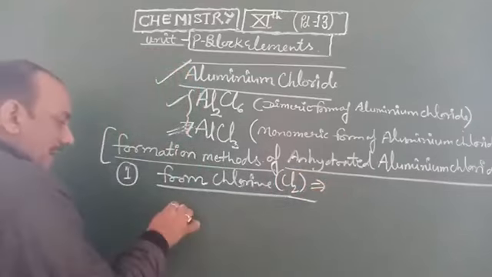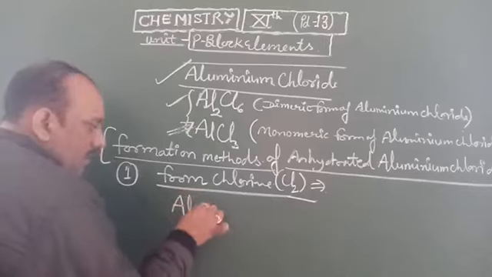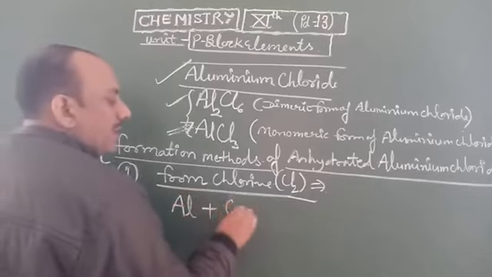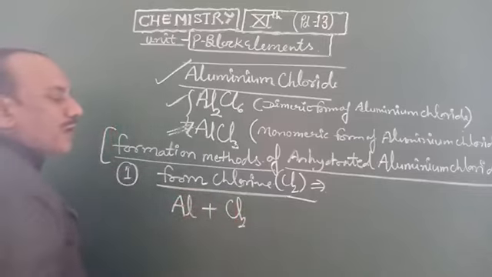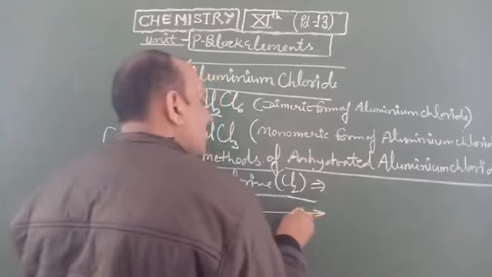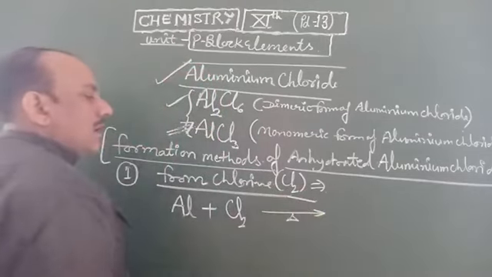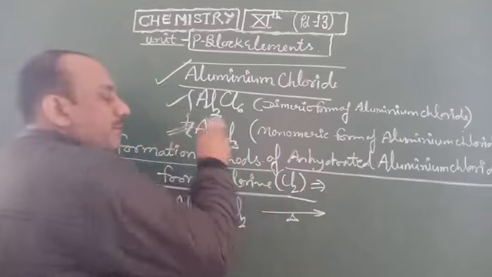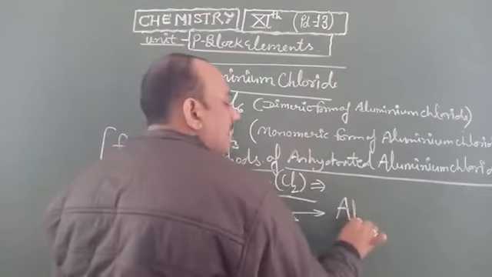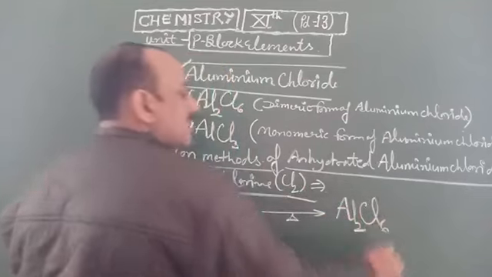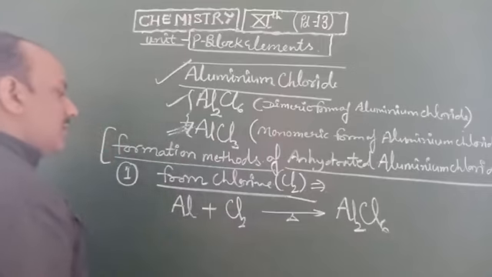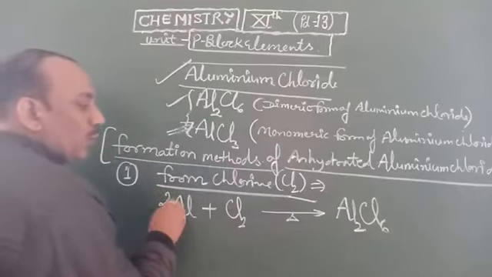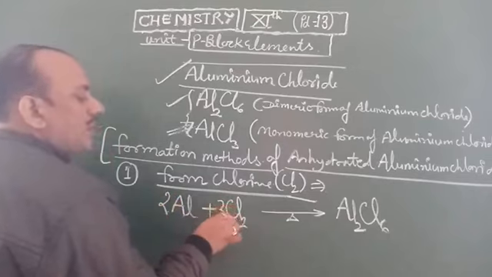When aluminium metal reacts with chlorine Cl2, it makes aluminium chloride, Al2Cl6. For balancing we use the digits 2 and 3.